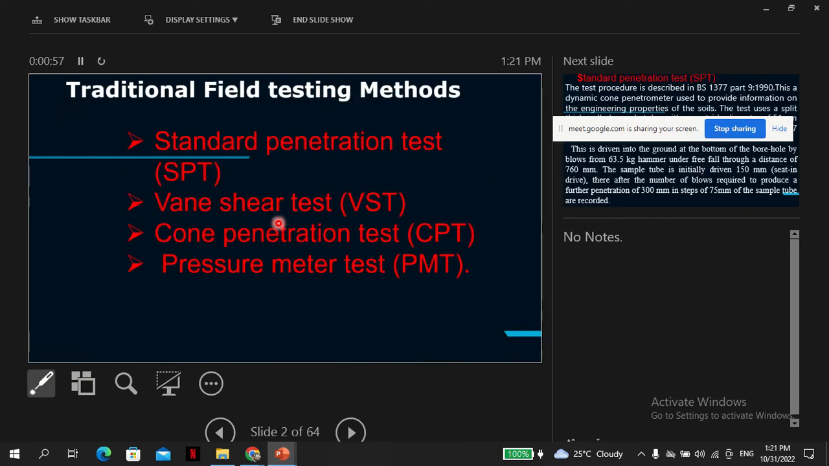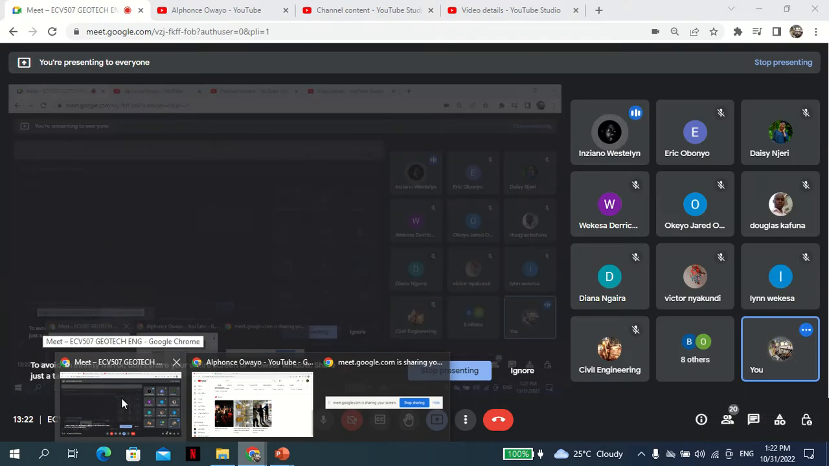So we are talking about additional field testing methods. These are the SPT, the Vane Shear Test, the Penetrometer Test. I'm not sure whether Pressuremeter Test is a traditional test, but still, nonetheless, we are going to.